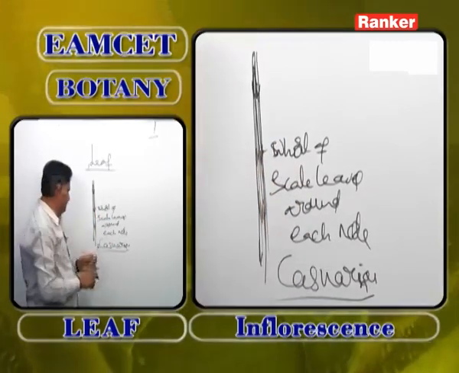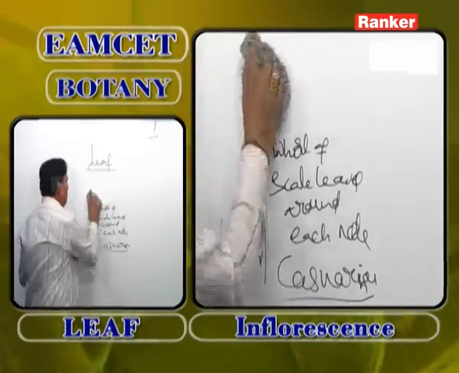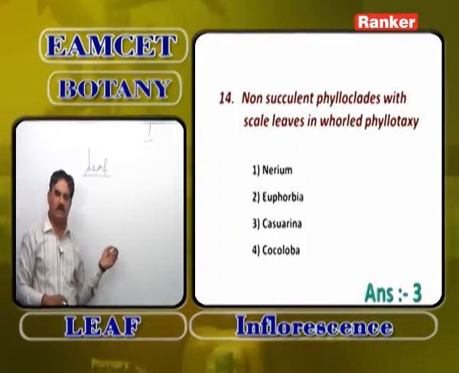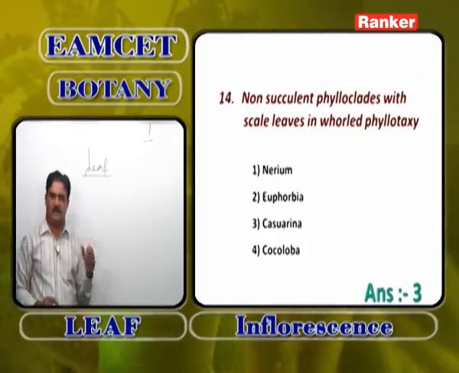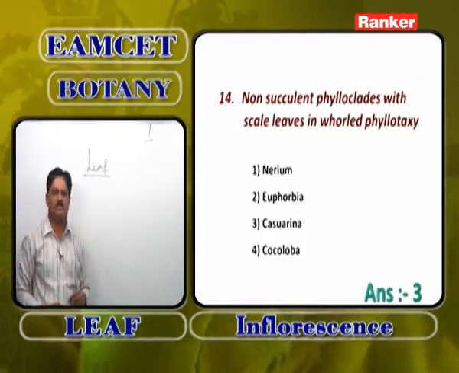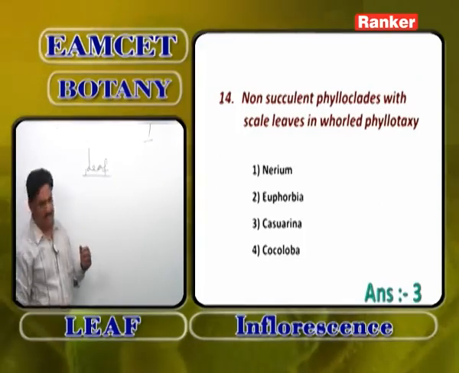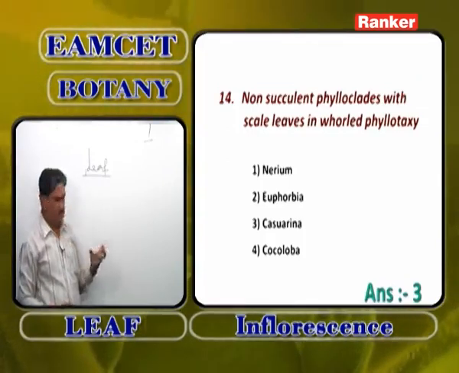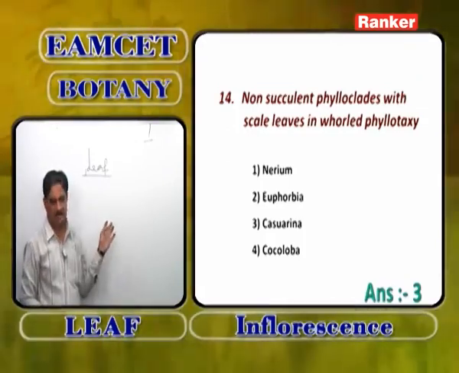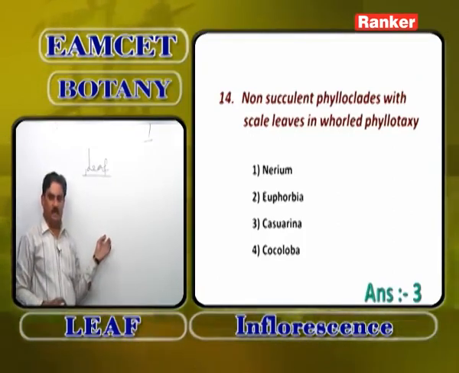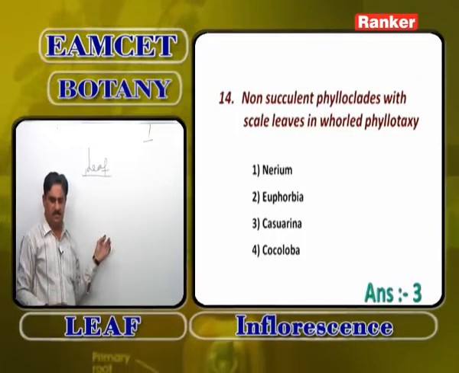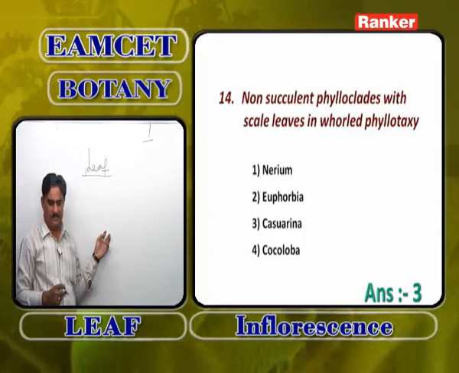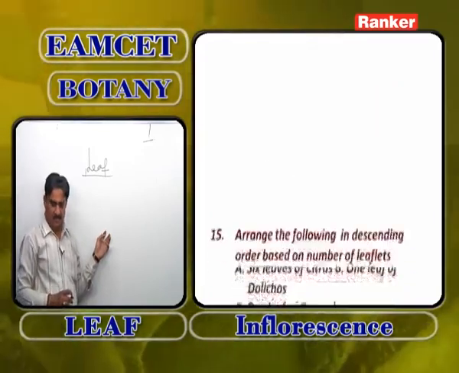In the case of Euphorbia also, leaves are modified into spines. And when it comes to the last one, Coccoloba, it is a phylloclad, but it is a broad, expanded, ribbon-shaped phylloclad which is very much branched. So here, non-succulent phylloclads with scale leaves and whorl phyllotaxy is definitely Casuarina. Why? Because in Casuarina, long needle-like phylloclads are present. Around each node, you will find a circlet. A circlet of leaflets is nothing but whorl phyllotaxy. So for this, the answer is 3.